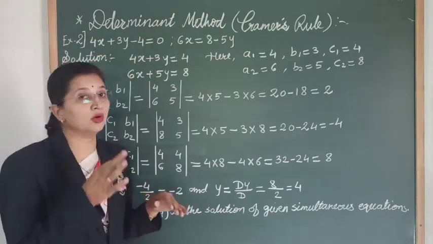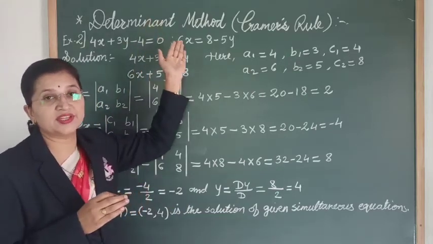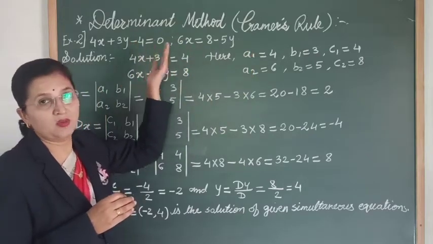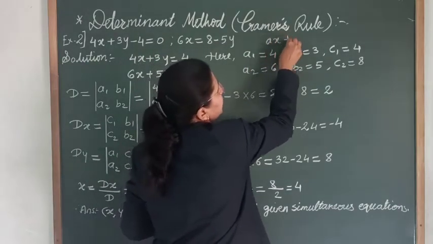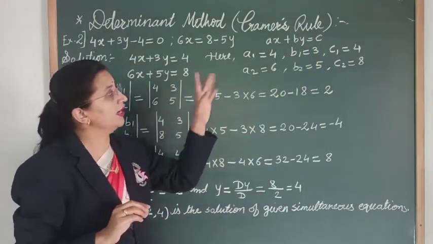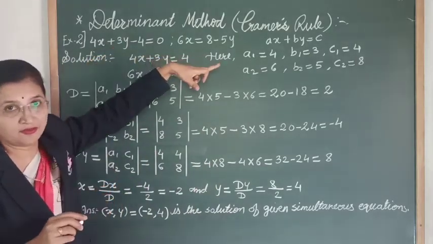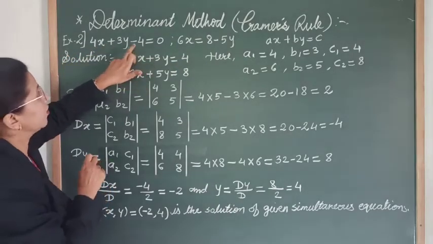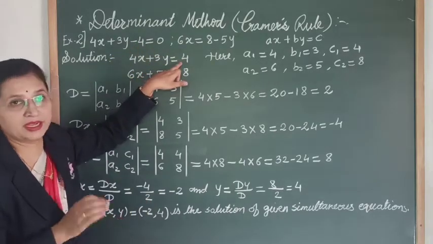Okay, now here as I told you, first make sure that the values of c1, c2 are on the RHS. It means the x and y should be on the LHS. It means we have to make sure that the equation is in this form, that is ax plus by is equal to c. Now here the first equation is not in that form. So first we have to make that. So here 4x plus 3y, this constant term we have to transfer to the RHS. As it is negative, it will become positive.